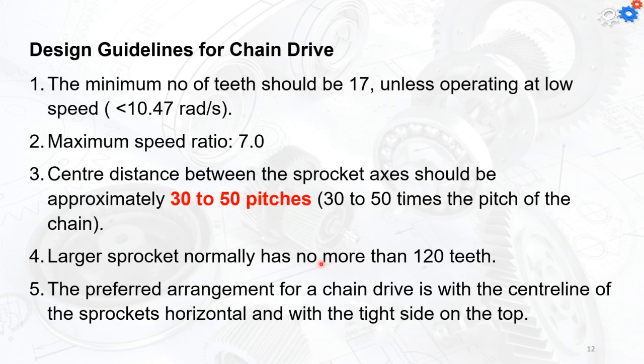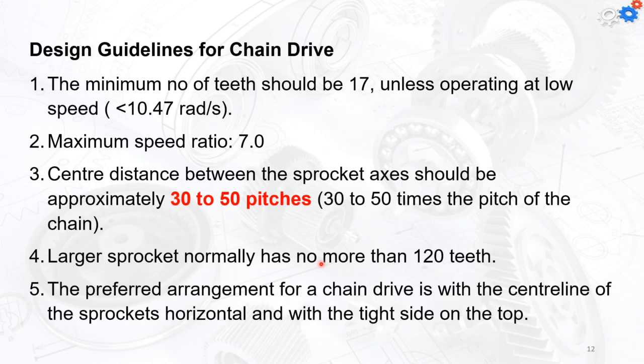So we are going to have a design guideline for the chain drive. First, the minimum number of teeth should be 17, and usually this applies to the smaller driver sprocket, unless the operation is at low speed, less than 10.47 radians per second. Then we can go with a few fewer teeth. The maximum speed ratio we can achieve with the chain drive is 7. When I say 7, that means the output RPM or omega is going to be 1/7 of the input.